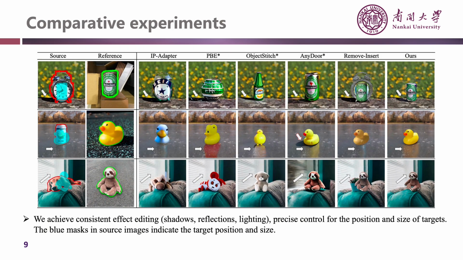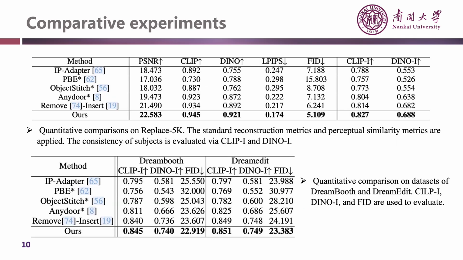We qualitatively compare PS-Diffusion with 5 methods on data of DreamBooth and DreamEdit. The blue masks in source images indicate the target position and size. We achieve consistent effect editing of shadows, reflections, and lighting, with precise control of the position and size of targets. We quantitatively compare our method with 5 methods on Replace-5K and data of DreamBooth and DreamEdit. The standard reconstruction metrics and perceptual similarity metrics are applied. We achieve the best performance across all evaluation metrics.